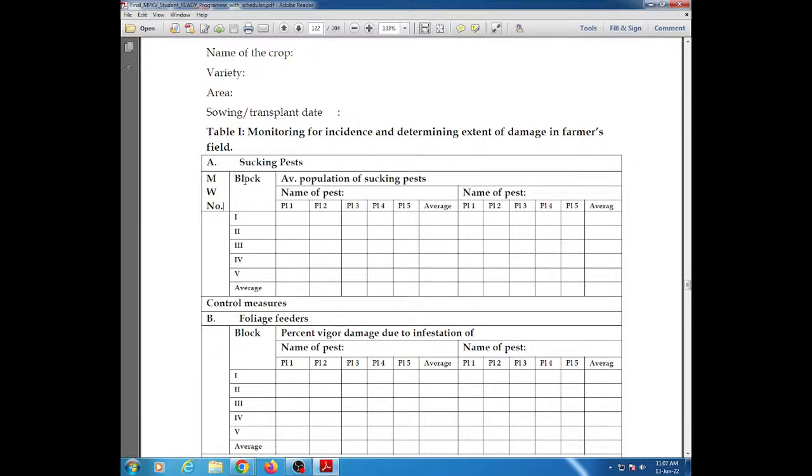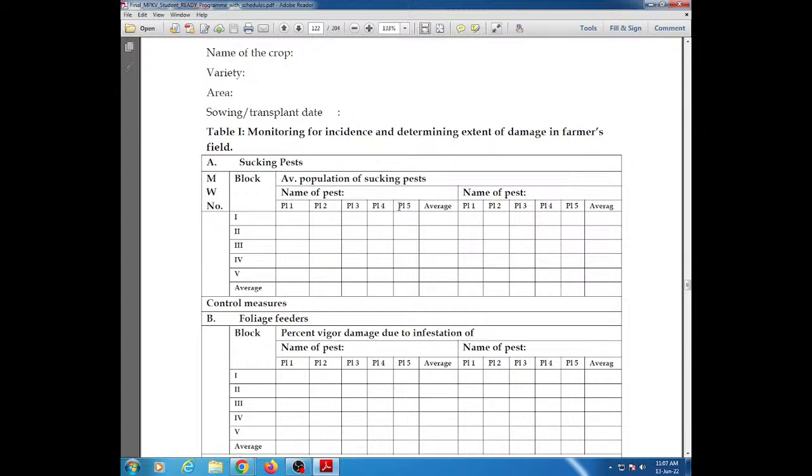Whatever the field is, you have to make blocks of that particular field. Those blocks should be 5 in number, meaning first block, second, third, fourth and fifth, so there are to be 5 blocks for your observations of sucking pests. Now in those blocks you have to select 5 plants, so the first block will have plant number 1, plant number 2, plant number 3, plant number 4 and plant number 5.